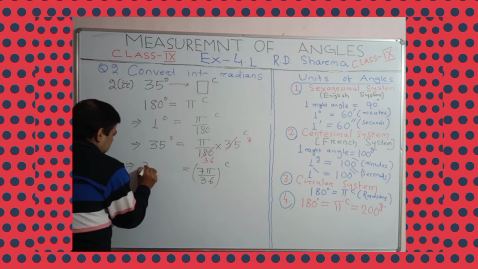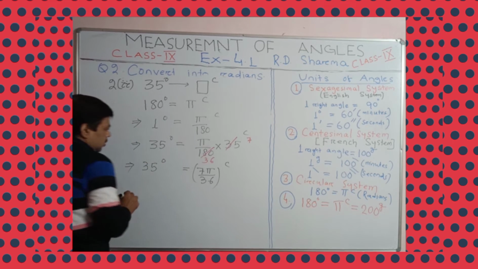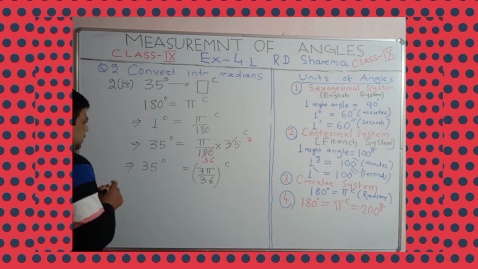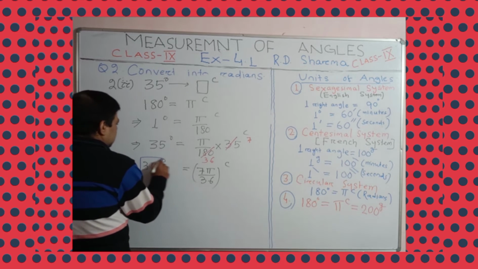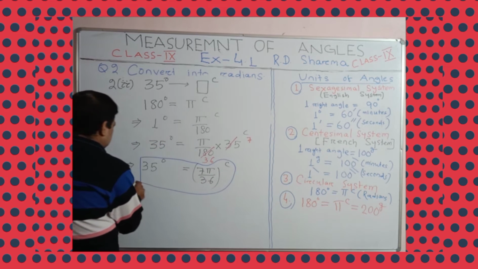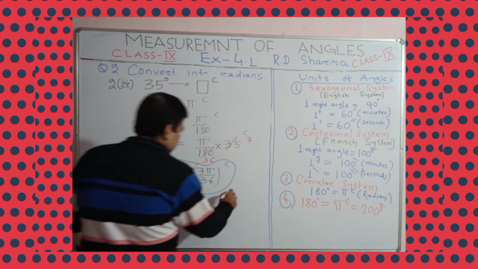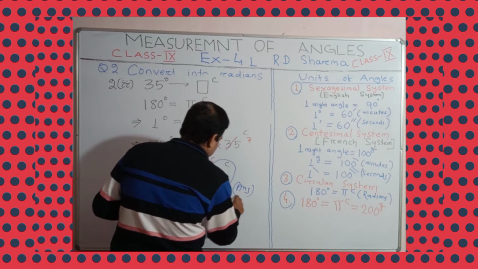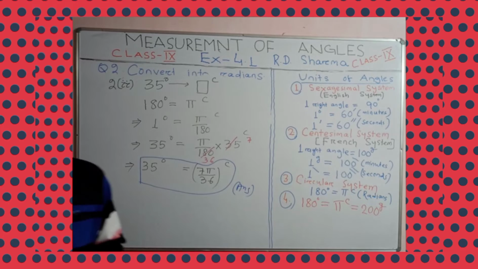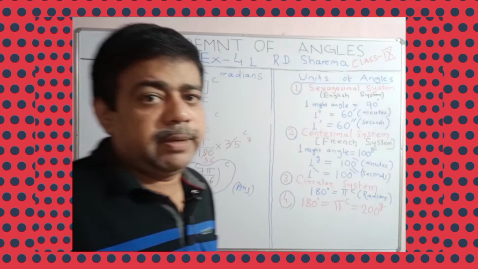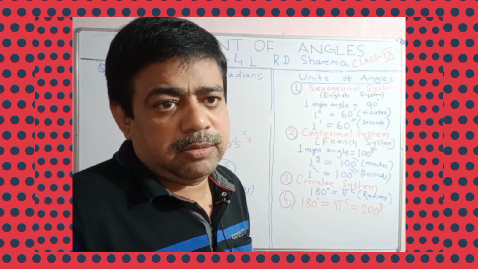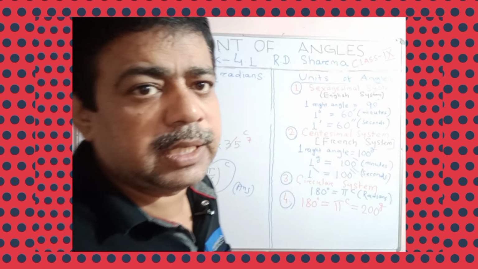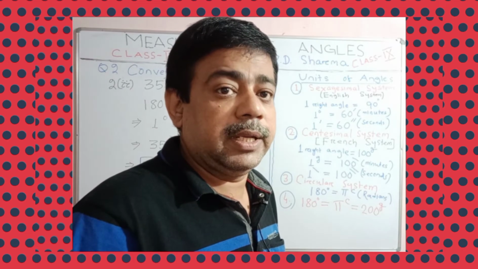Hence 35 degree is equal to 7 pi by 36 radian. 7 pi by 36 radian. Is it clear? Understand? Very simple question. And this basic concept is most useful while you are studying the relationship between the trigonometric angles, while you are converting from degree to radian.